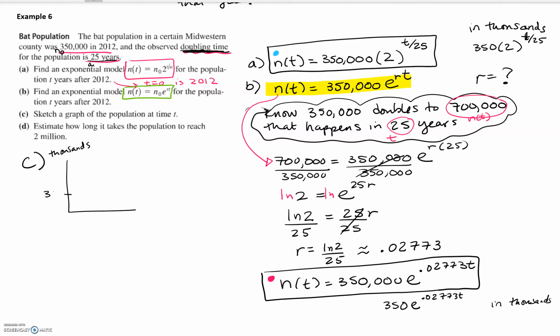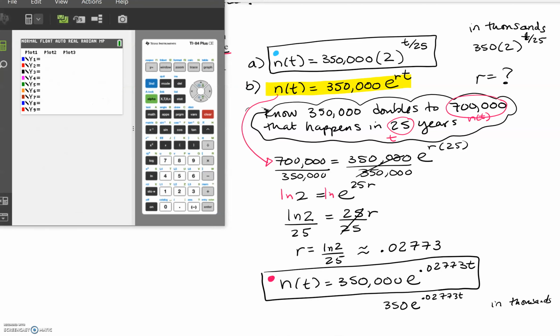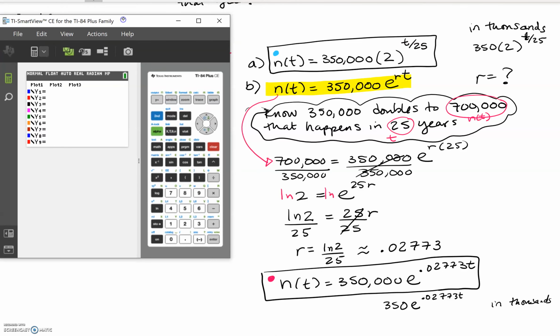So 350 means 350 thousandths. And both of them are growth, so a sketch would be like that, but what I want to emphasize is that both of them will give me the exact same graph. So I could have different models for the same population. They look different, yet they're the same population and they describe the same thing.